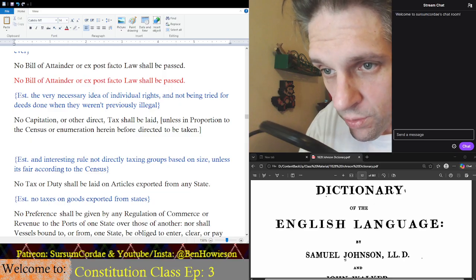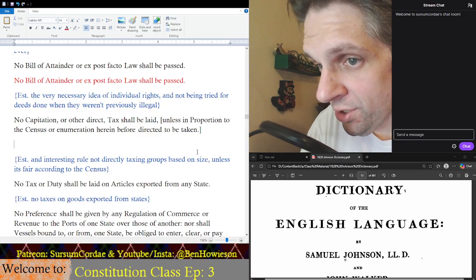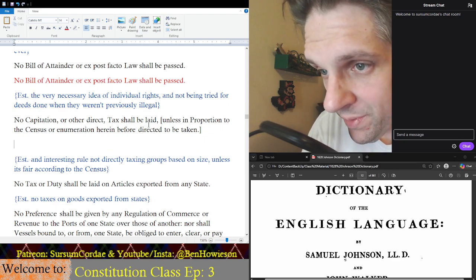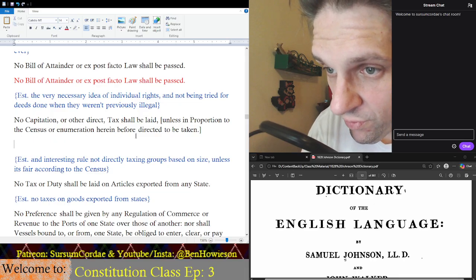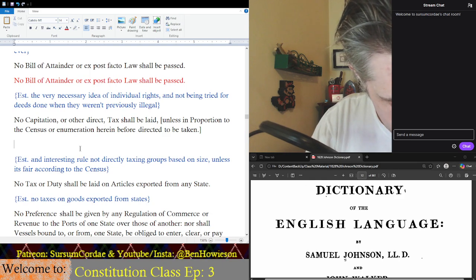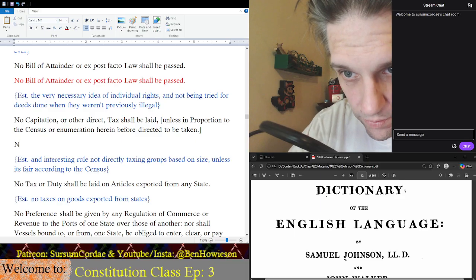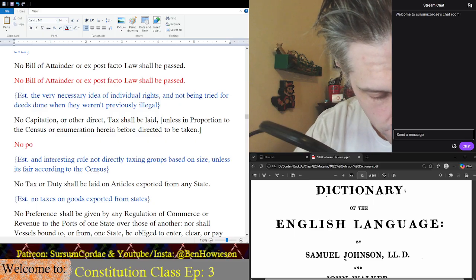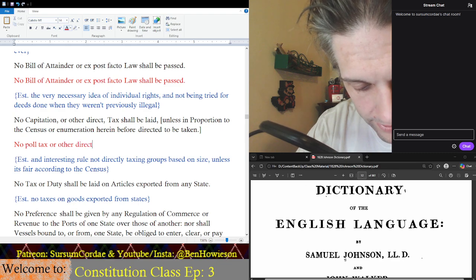No capitation or other direct tax shall be laid unless in proportion to the census or enumeration herein before directed to be taken. So what does that mean? Capitation is basically a poll tax, so no poll tax or other direct tax.